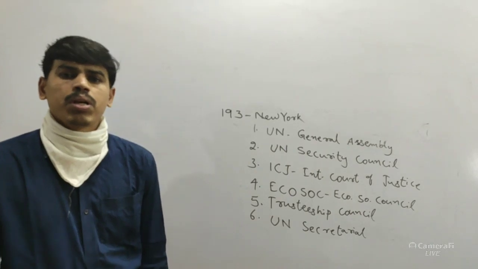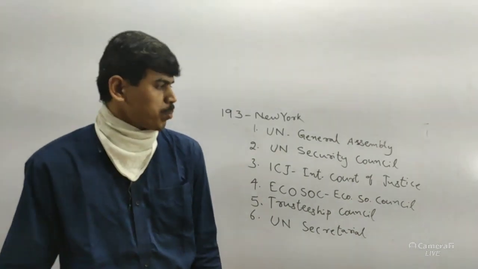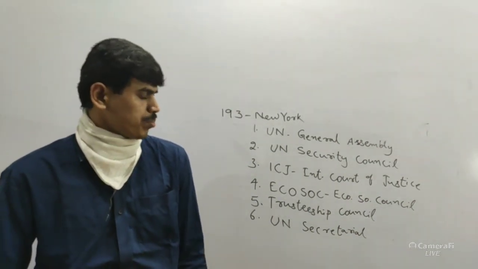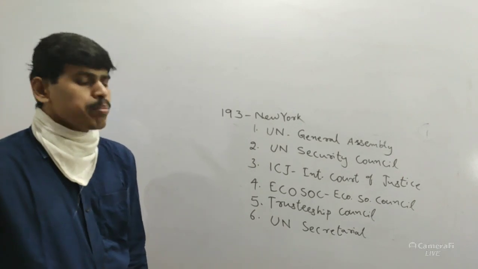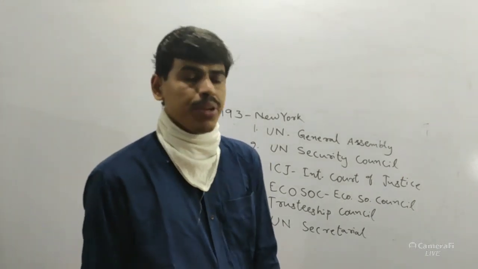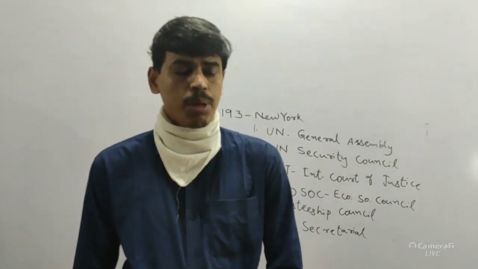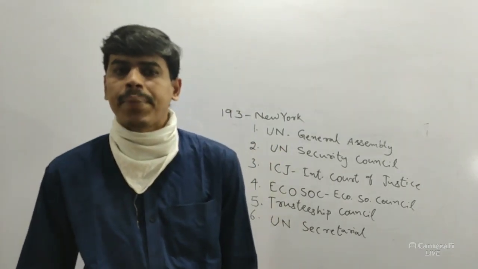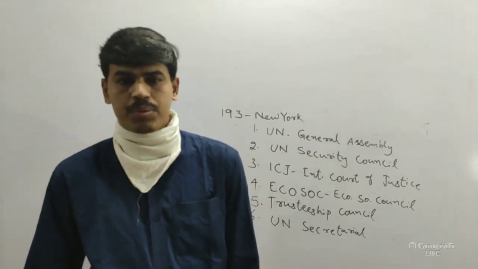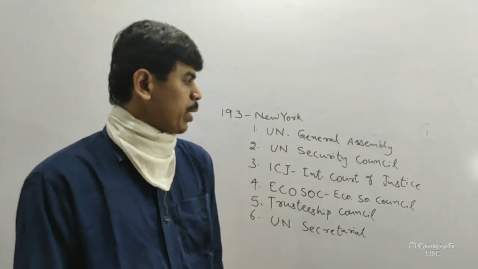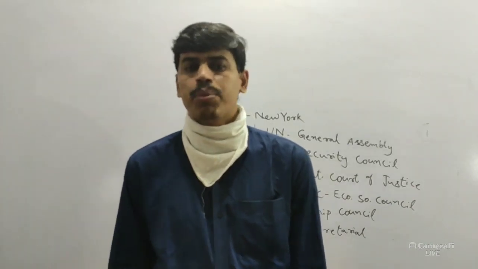It has one compulsory session per year. That means every year it's compulsory one session. The UN General Assembly meets every third Tuesday of September. Remember, UN General Assembly meets every third Tuesday of September, and it continues till the last date of September.